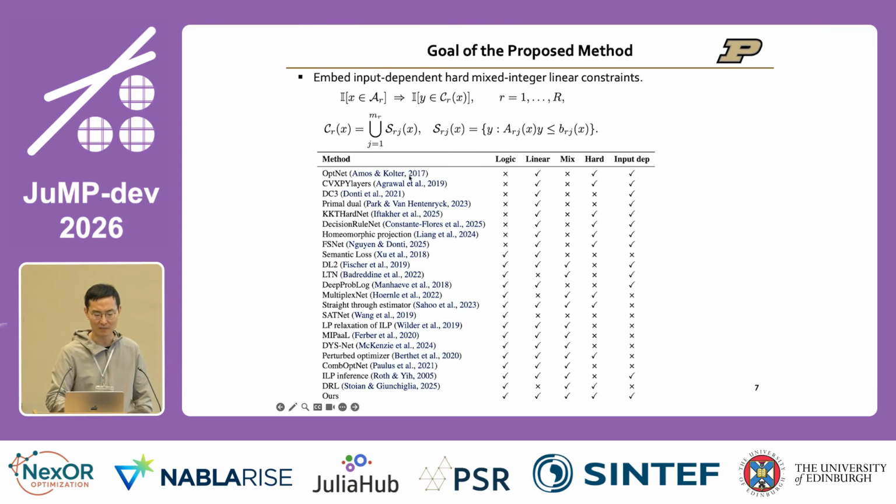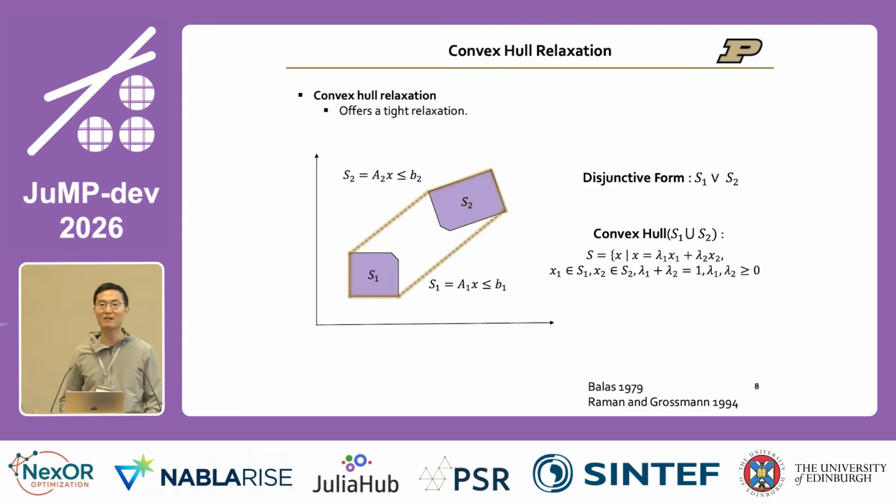And then the property we want to satisfy is that we want to embed both logic and linear constraints, and we want to have hard satisfaction of the constraints, and the constraint can be dependent on the input. Right? So if you check all those boxes, as far as we know, we are the only method that can satisfy all those properties. So how do we do that? We are going to use some techniques in disjunctive programming.